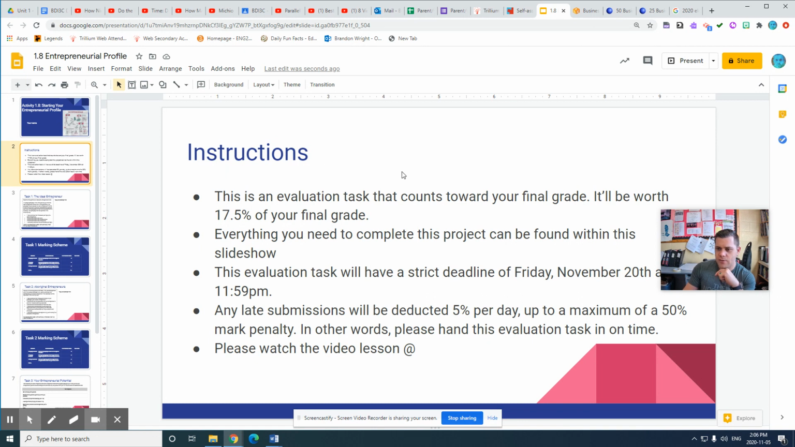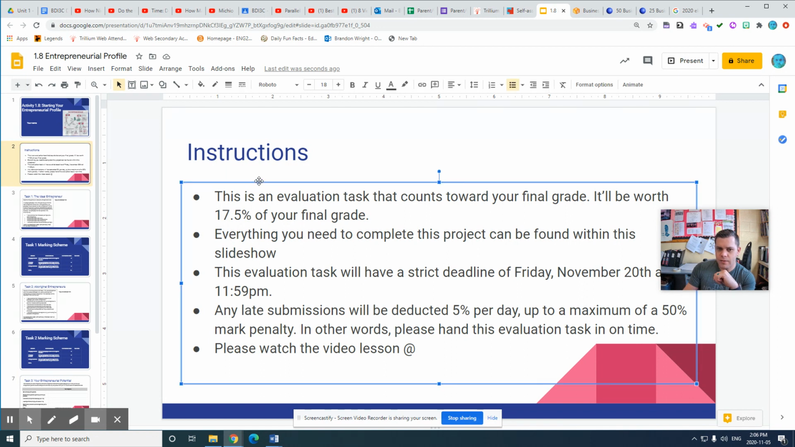All right, folks, as usual, I'll be in Google Meet every morning if you have any questions about that. And good luck on this assignment. If you follow the instructions, you'll have no problem getting an excellent mark on this assignment, which means an excellent mark overall because this is worth nearly 20% of your final grade.